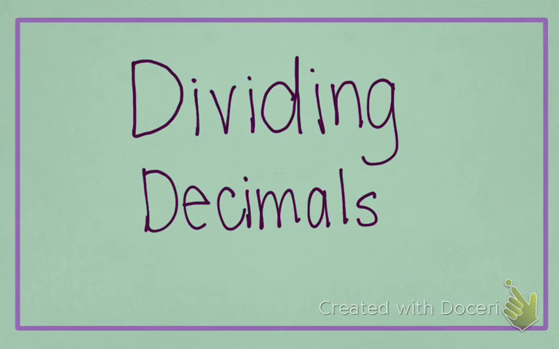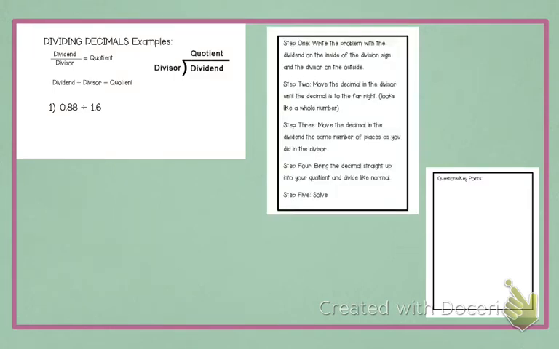Now we are going to move on to dividing decimals. When we divide with decimals, if we look here, these are the different ways that our problem can be given to us. So another way we could see this problem is 0.88 over 1.6. And so we would know how to set this up by looking at this right here.